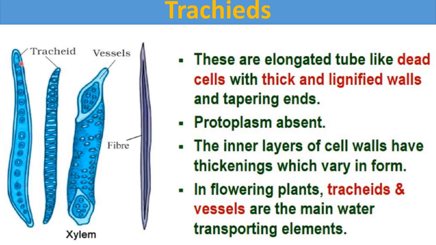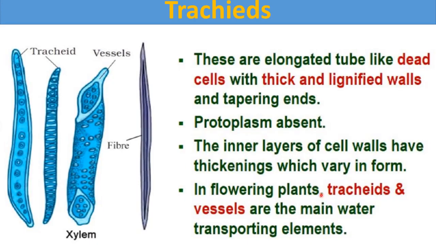So tapering ends are present in tracheids and their walls are thick and lignified. Thick and lignified means lignin is deposited in cell walls, due to which these cell walls become thick, right? And protoplasm is absent. That's why these are dead cells. The inner layers of cell walls have thickenings which vary in form. Due to lignin deposition, their cell wall becomes thick, but this thickening can vary. In some tracheids, it can be more thick, and in some tracheids, it can be less thick.